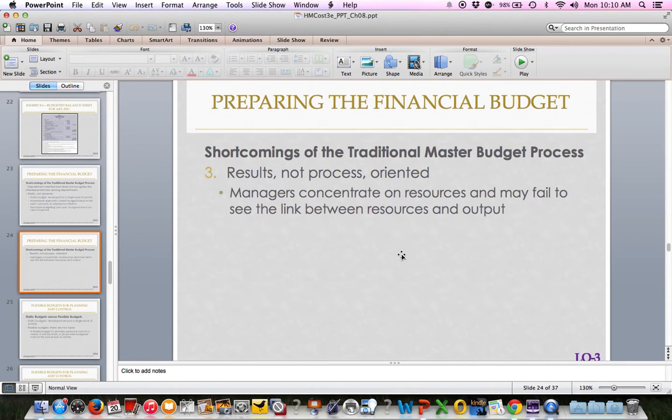And of course, another shortcoming is that it's more results-oriented and not process-oriented. Okay, basically it says managers concentrate on resources and may fail to see a link between resources and output. So you kind of focus on, I guess what we'll call tunnel vision. You kind of just think about what do I need to accomplish my job, resource-wise, dollars-wise, without thinking of the bigger picture.